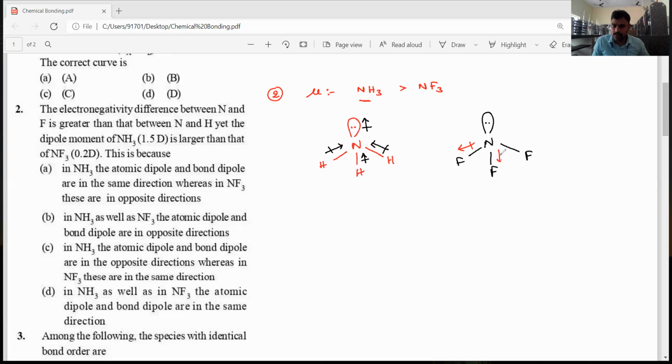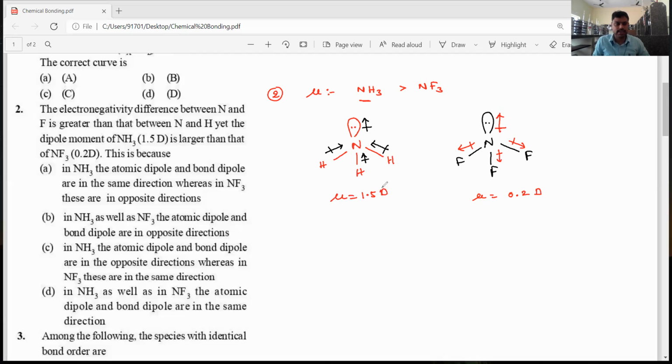The bonded electrons are moving towards the fluorine atom side, but the atomic dipole, the lone pair electrons, are moving in the upward direction. That's why they are opposite. So opposite, that's why the dipole moment mu value is less. Its dipole moment mu is equal to 1.5 Debye, and its value is around 0.2 Debye.